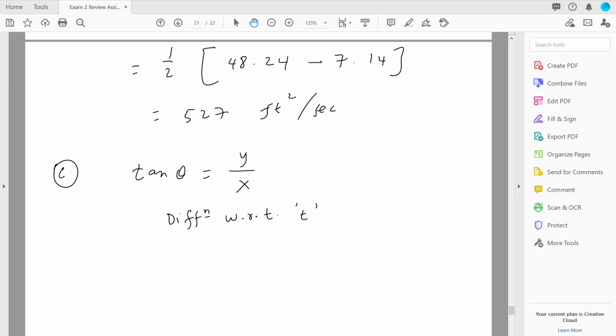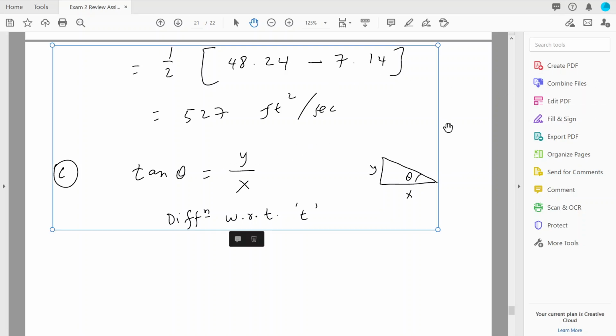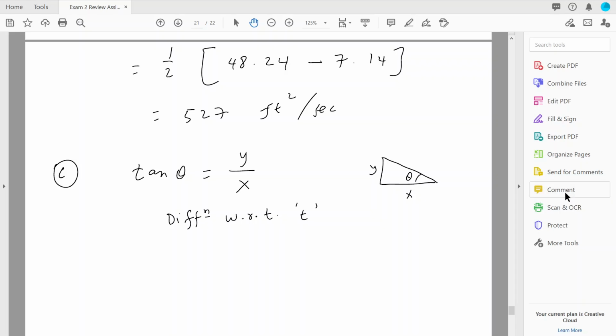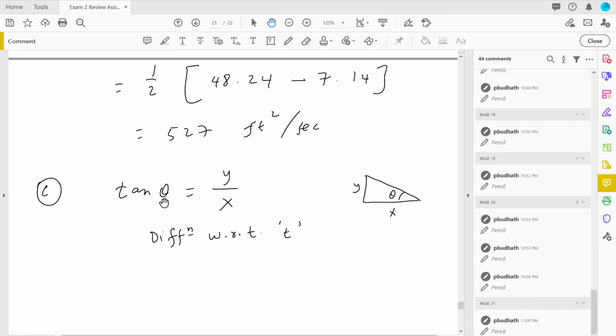Or maybe I can use sine theta and cosine theta. So here this is the picture, this is theta, this is y, this is x. Let me use sine and cosine here. You can also use this one, but I would have to use the quotient rule, and I don't want to use the quotient rule, so I'm just changing it to be in terms of sine and cosine.